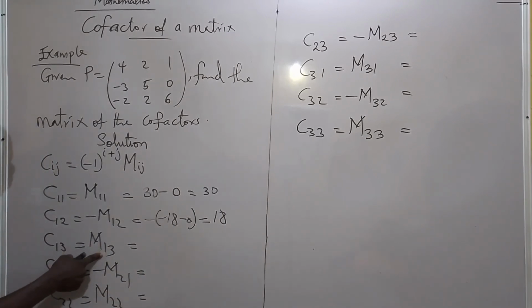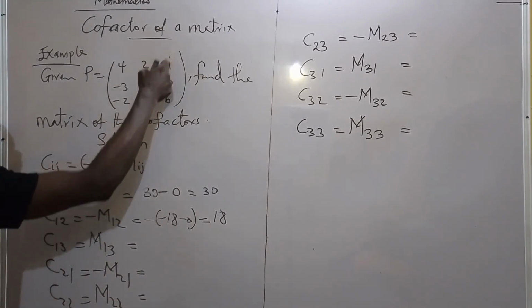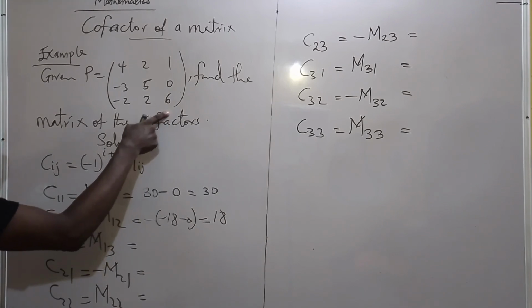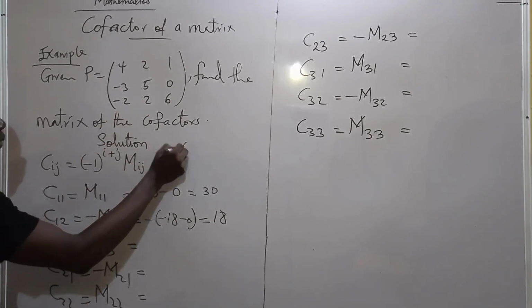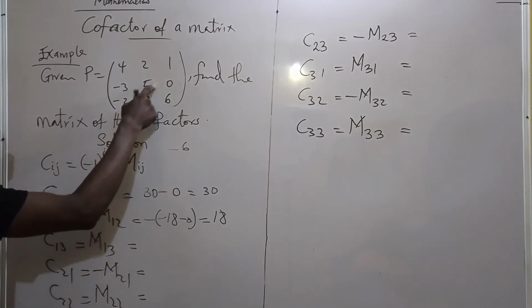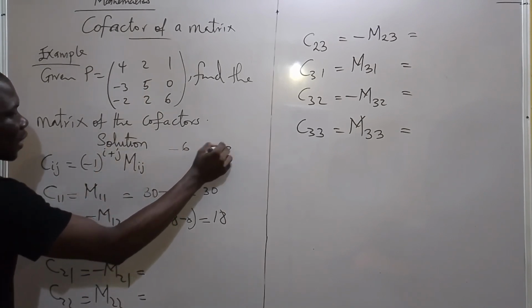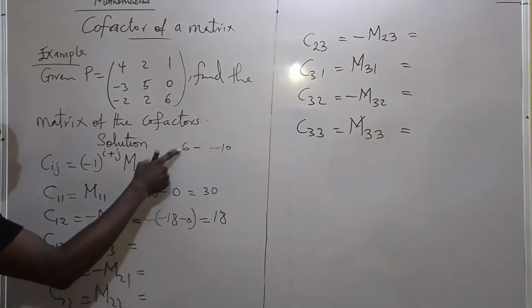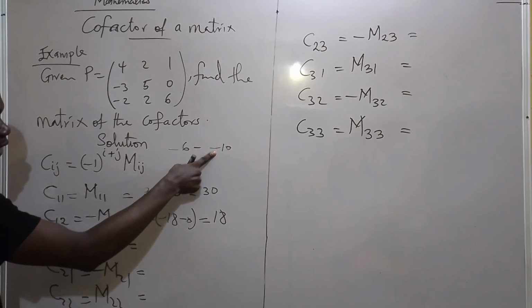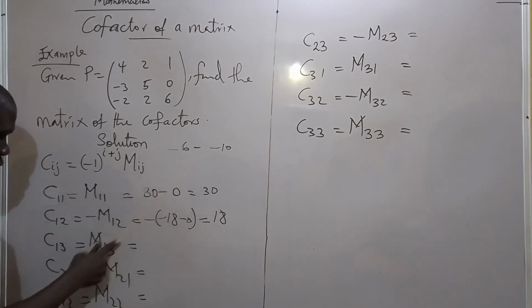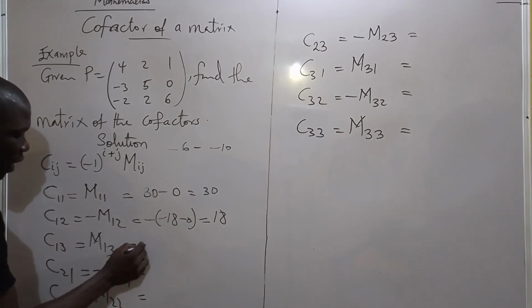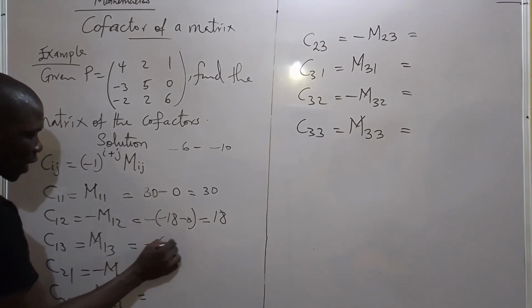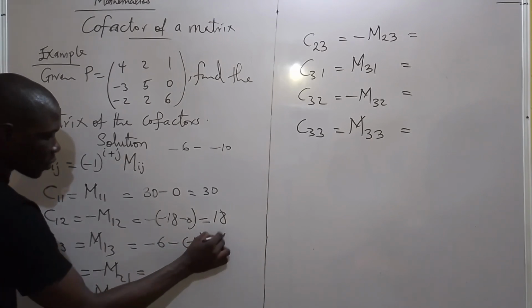M13 means first row, third column. First row, third column. Delete those two. So -3, 5, -2, and 2 left. So -3 times 2 is -6. We have -6. -2 times 5 is -10. So we have a minus here. So -6 minus -10, that is +4. So this is positive M13. So this is +4 here.